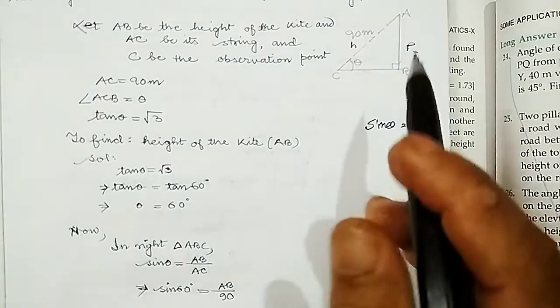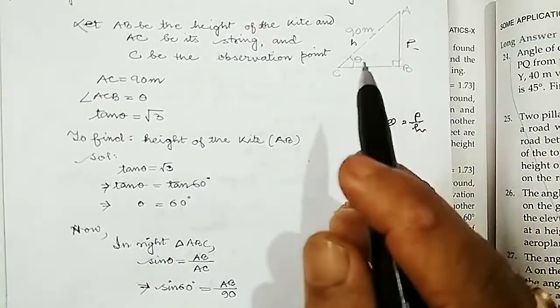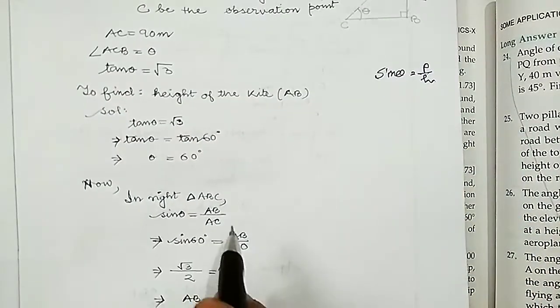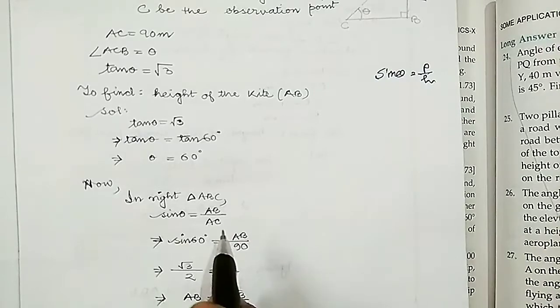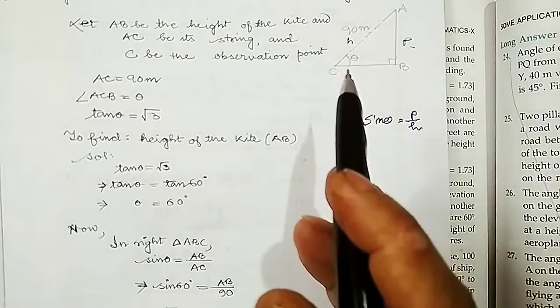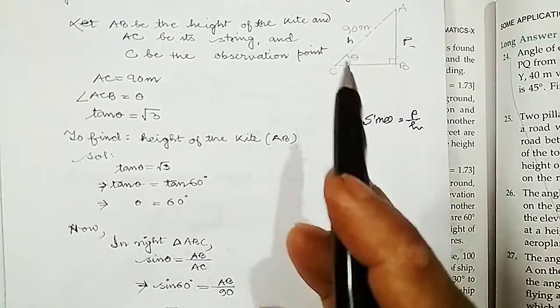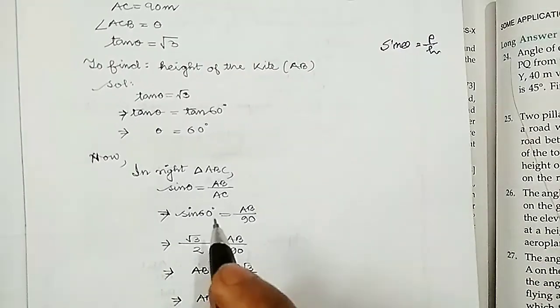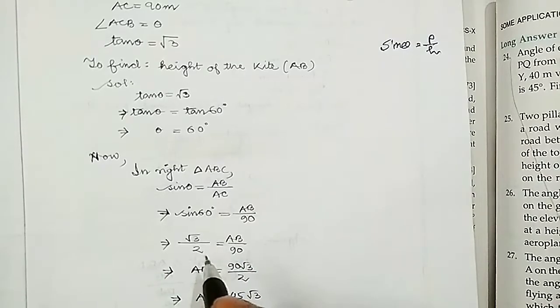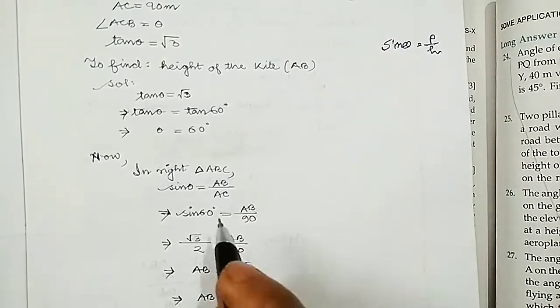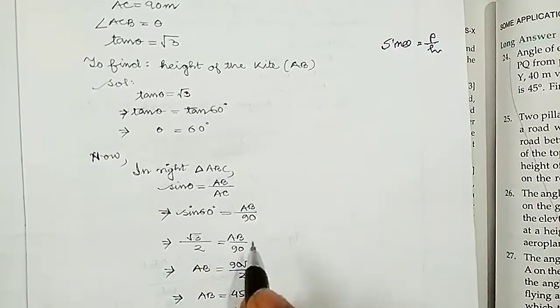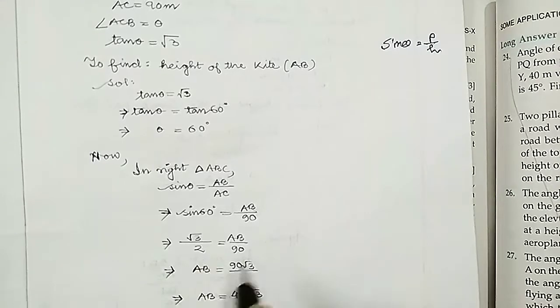So here in this right triangle ABC, if I use sin theta, it will be AB by AC. So in right triangle ABC, sin theta is AB by AC. Here theta is how much? 60. So sin 60 will be AB by 90. Sin 60 equals AB by 90. We know sin 60 is root 3 by 2. This one from the trigonometric table you must know, because in chapter 8 it was there. So AB equals 90 root 3 by 2.